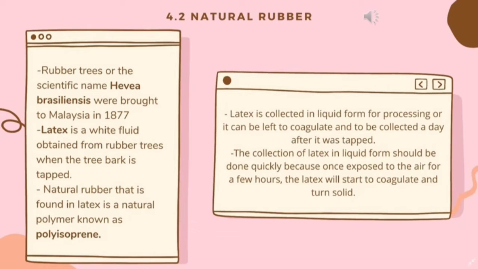Latex is collected in liquid form for processing, or it can be left to coagulate and be collected a day after it was tapped. The collection of latex in liquid form should be done quickly because once exposed to the air for a few hours, the latex will start to coagulate and turn solid.